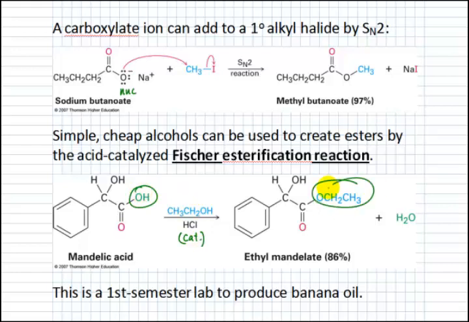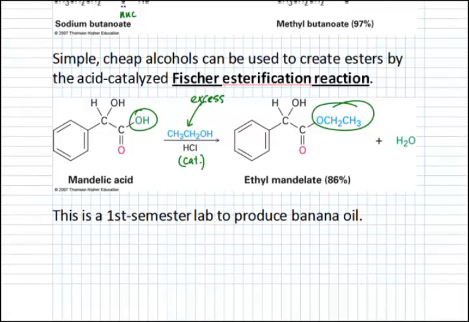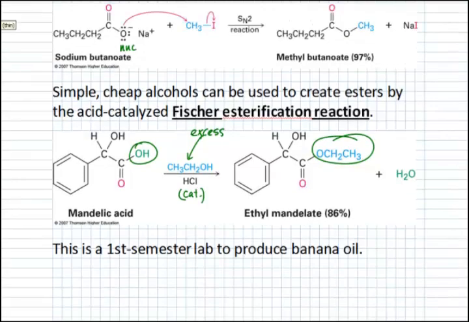And this can happen in fairly good yields as long as we have a large excess of the alcohol. The Fischer esterification is actually equilibrium driven, so we need to have a huge excess of one of the reactants. It also helps if we can remove or distill away water. There's special apparatus that can be used to capture water produced in this reaction, and that pulls the reaction along in the forward direction. Pretty much every organic chemistry student in the world does a Fischer esterification reaction in their first semester.